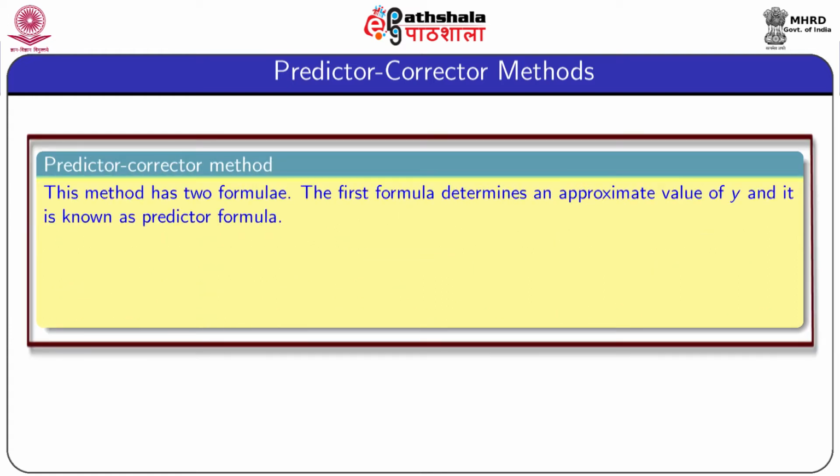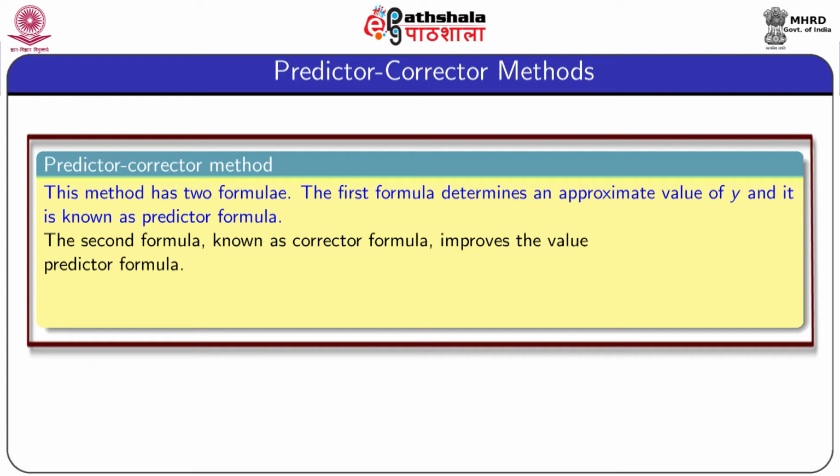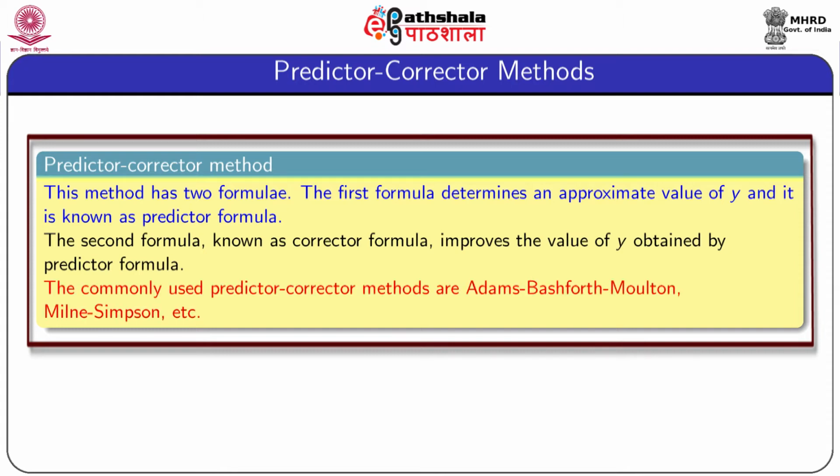Now, we consider the predictor corrector method. This method has two formulae. The first formula determines the approximate value or the predicted value of y, and it is known as the predictor formula. And the second formula, known as the corrector formula, improves the value of y obtained by the predictor formula. So, these two formulas are used in the predictor corrector method.